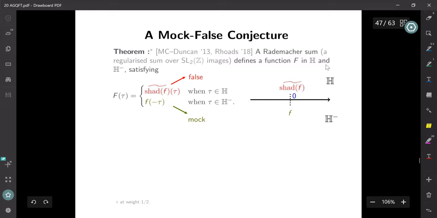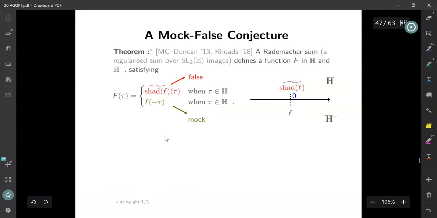Well, Mock modular forms can be represented as a Rademacher sum, which is a regularized sum over images of some function under the action of the modular group. So a Rademacher sum defines a function on both the upper and lower half plane. And on the one side, which is the side we usually care about, it's the Mock theta. And on the other side, it becomes the false theta, okay?